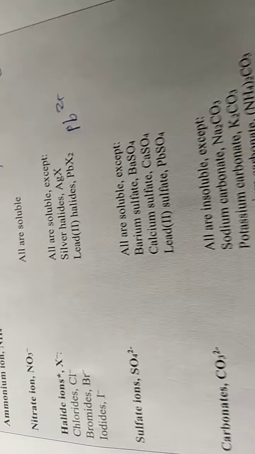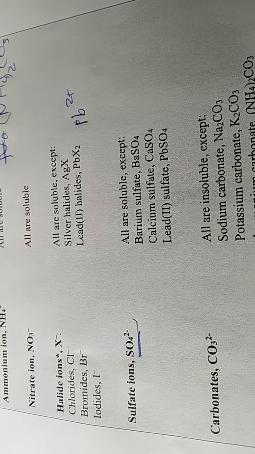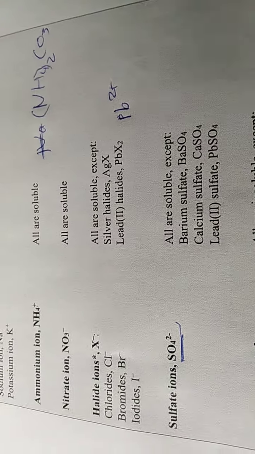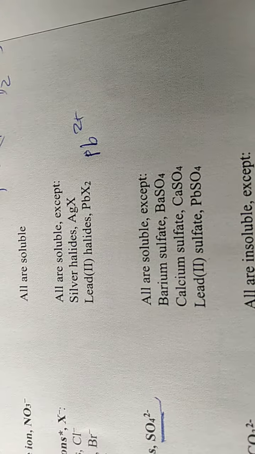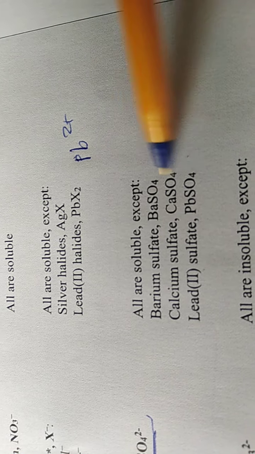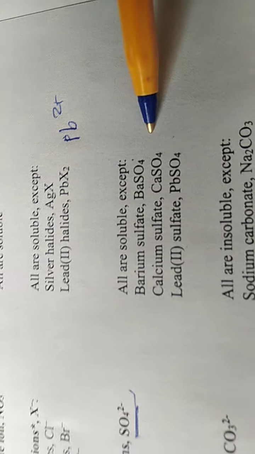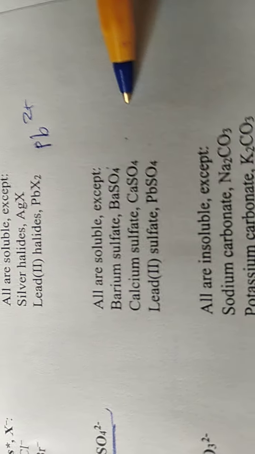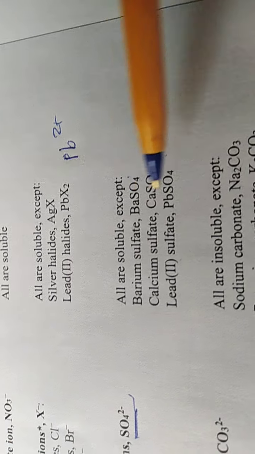And we have the sulfate ions. Sulfate is also in the group of the radicals. One thing you have to know about sulfate ions is that all sulfate salts are soluble, except these three: barium sulfate, calcium sulfate, and lead 2 sulfate.